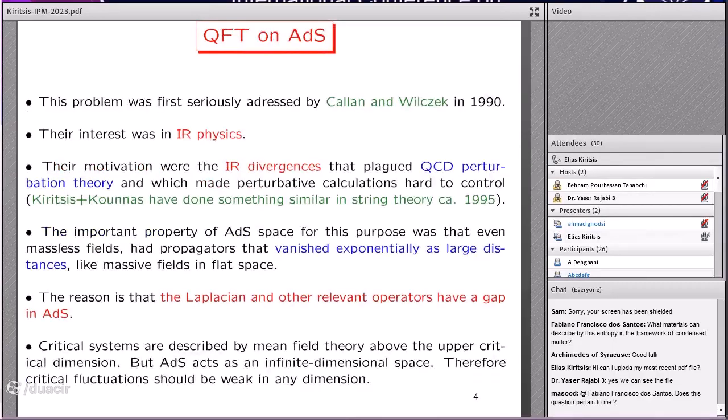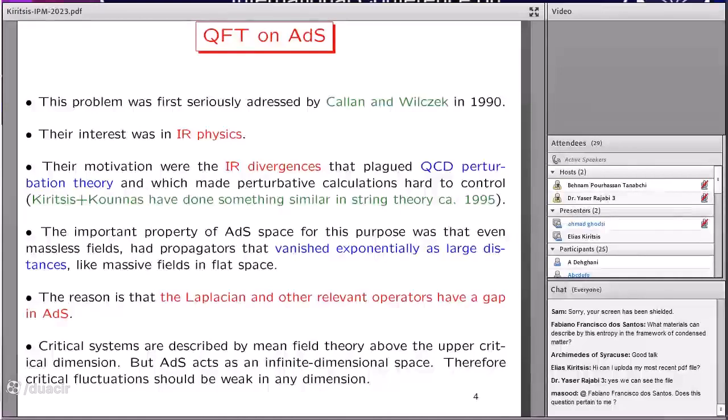So let me start with quantum field theory and AdS. This is a problem that was first seriously addressed by Callan and Wilczek in 1990. Their interest was in infrared physics, and the motivation was that if you consider theories like QCD, there are many infrared divergences that plague QCD perturbation theory, and therefore perturbative calculations are very difficult to handle because of this. A little bit later, in fact, with Kostas Kounnas, we have done something similar to this for string theory, because there also the only divergences that exist are infrared divergences.